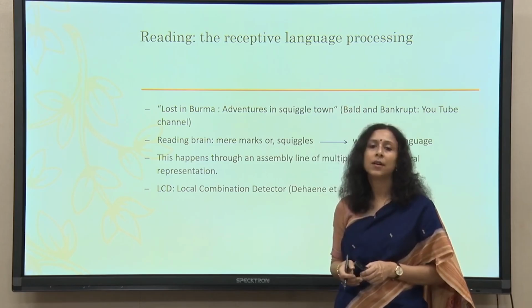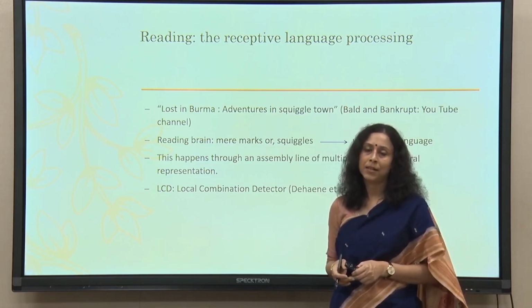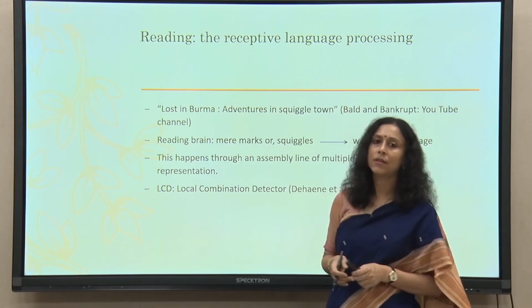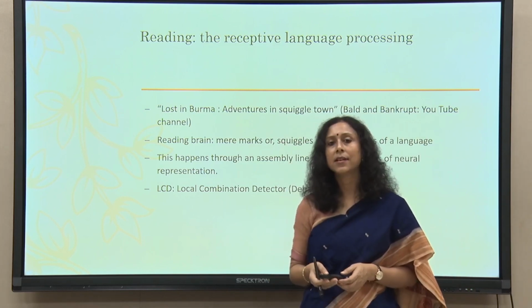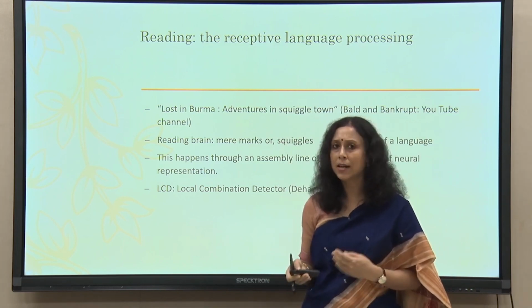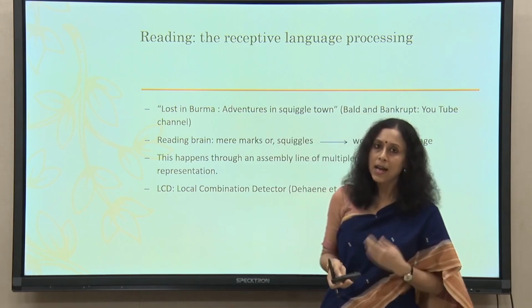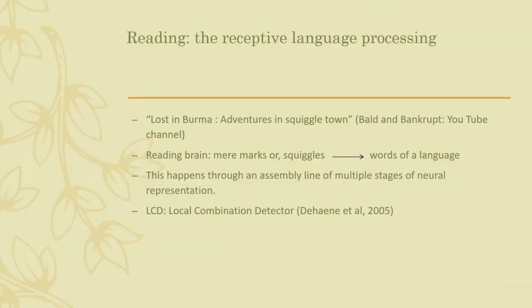that takes us to a very interesting thing that we take for granted in modern humans' brain capacity, which is the capacity to read. So, what does our brain do when we read? A reading brain basically changes mere marks or squiggles, as Bald and Bankrupt's video talks about, into words of a language.